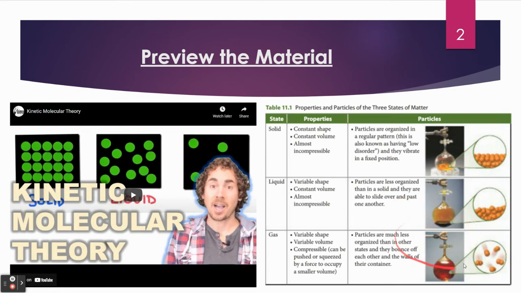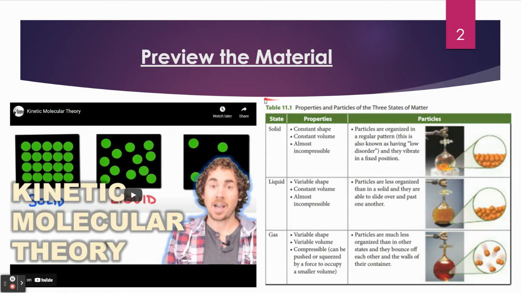And then you can take a look at how the particles differ from each other. So you can take a look at the organization of the particles, how in gases they're less organized, they move around faster, there's random motion. In liquids, they're a little bit more organized and they don't move around as fast and they just slide past each other. And in solids, they're more organized. They do still move. They have a vibrational motion instead in a fixed position.